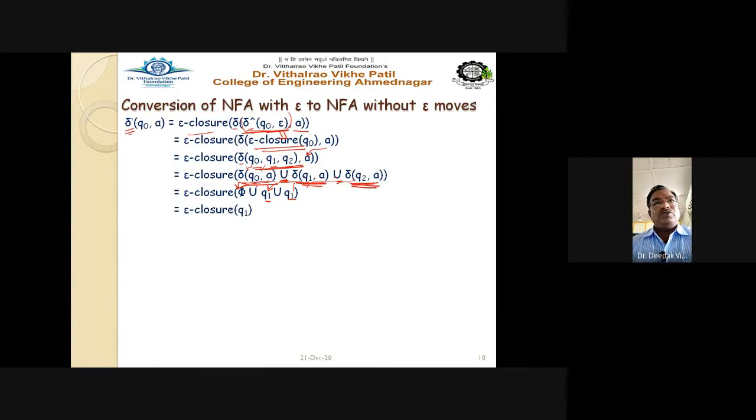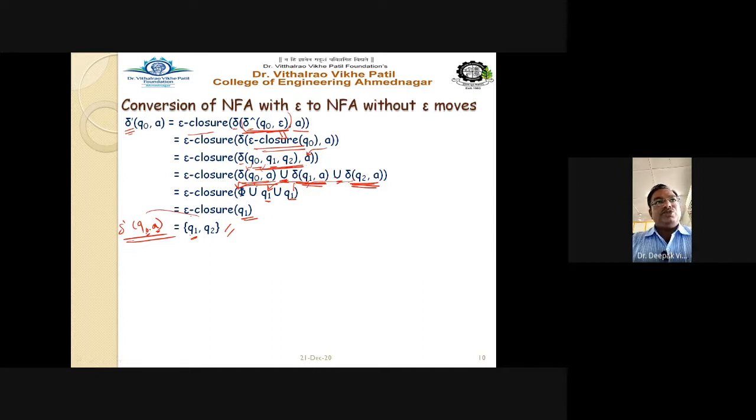So e closure of q1. What is the e closure of q1? It is nothing but your q1 q2. So this is the answer for this particular delta dash transition. We got here delta dash q0 comma a is nothing but your q1 q2. Means in our resultant NFA without epsilon, there is a transition from state q0 on input a to q1, and from state q0 on input a also to q2, right?